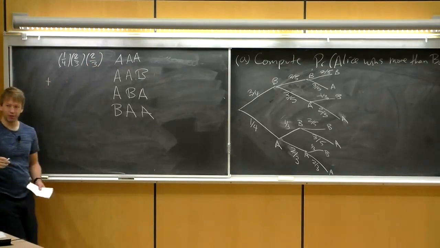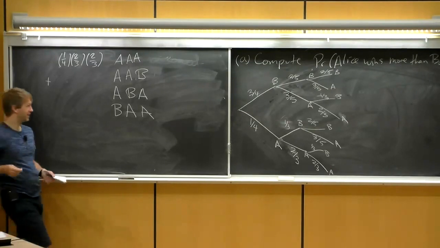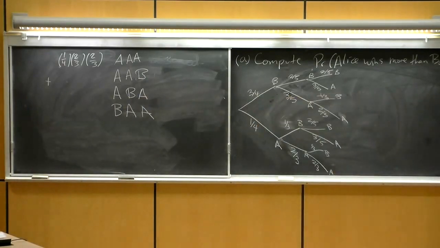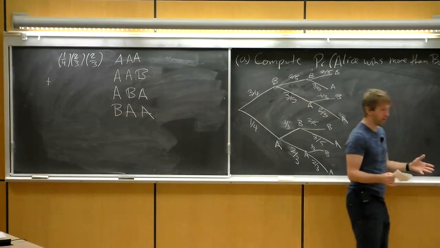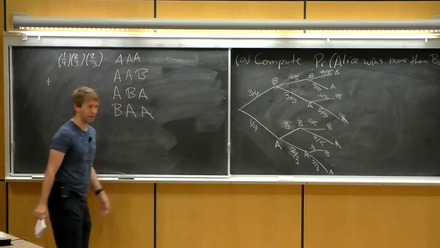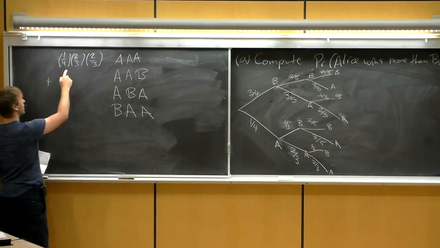Actually, before we continue, who thinks Alice is going to win more than Bob with a higher than 50% chance? And who thinks Bob's going to win more with a higher than 50% chance? Oh, interesting. It is interesting because Bob's got a huge advantage on the first round, right? So he's probably going to win the first time. So it's not really clear which way this is going to go.